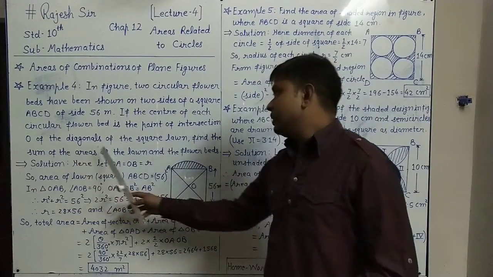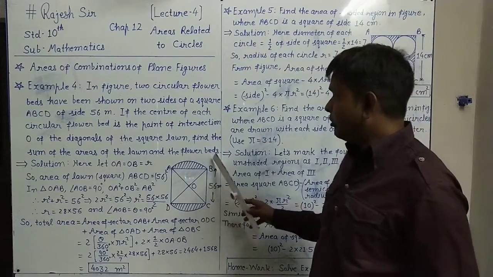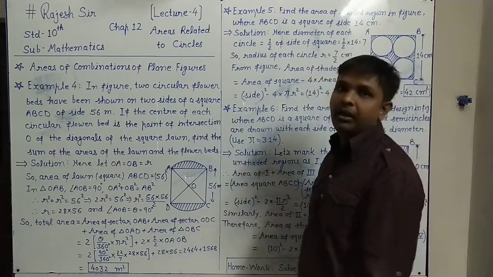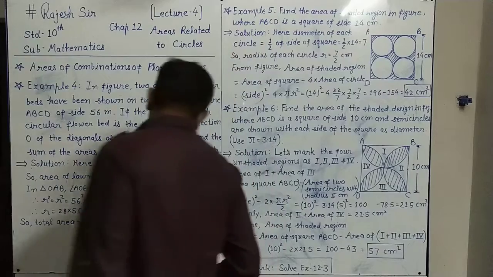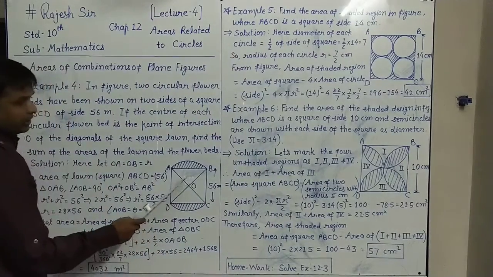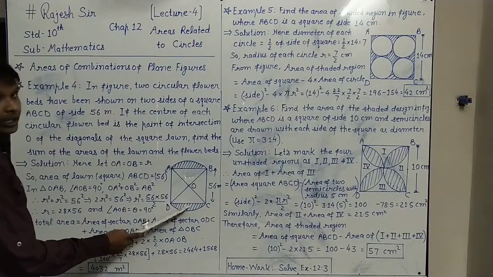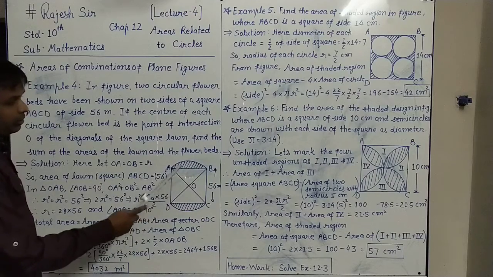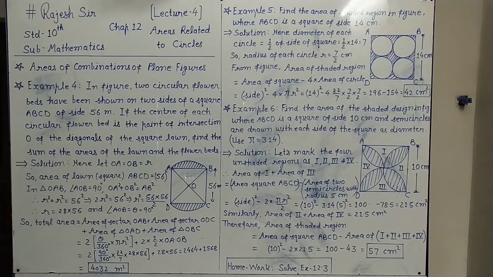So find the sum of the areas of the lawn and the flower beds. We want to find out the whole area: the square lawn plus the shaded area, that is the flower beds. All the sum we want here.